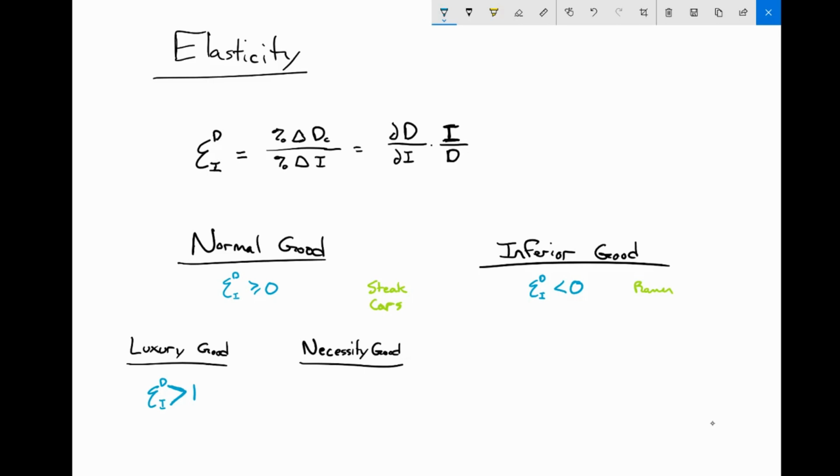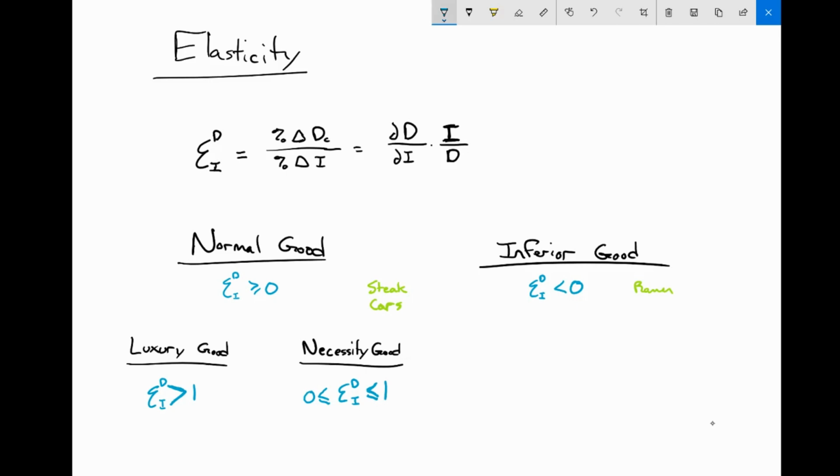And this would be in contrast to a necessity good. A necessity good is a good where the income elasticity of demand is still positive, greater than 0, but it's less than or equal to 1. That means that a 1% increase in income will result in a less than 1% increase in demand for that good.